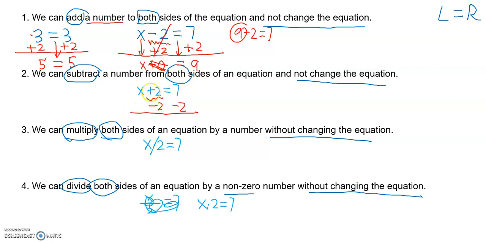And now we end up with 2 minus 2, 0. Again, when we add 0 to x, it's not going to change x. So we just mark them out, x equals 5.